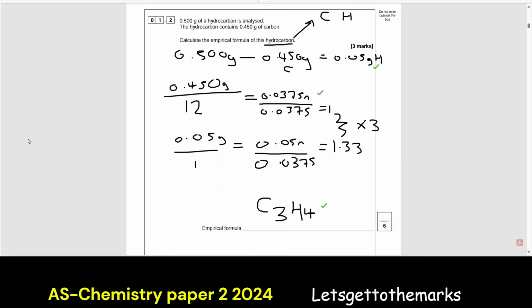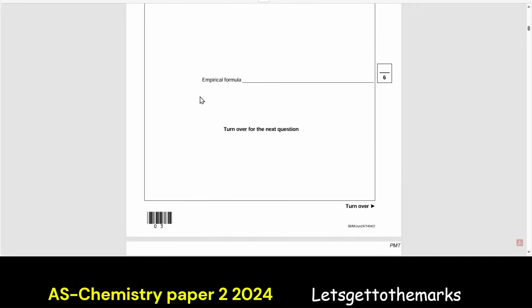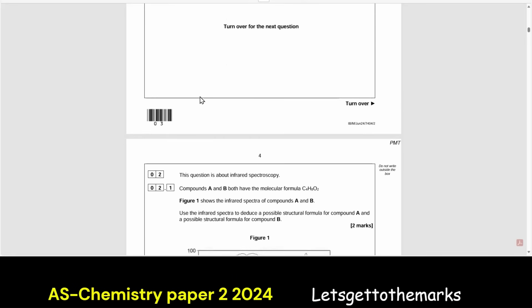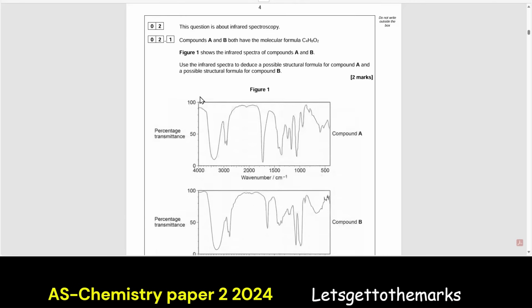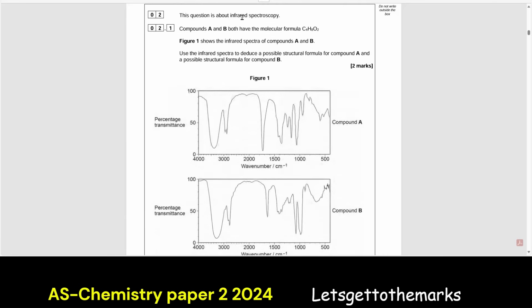Okay, I'm going on to question 2. Let's have a little looky at question 2. This question is about infrared spectroscopy. 2.1: compounds A and B both have the molecular formula C4H8O2. Figure 1 shows the infrared spectra of compounds A and B.